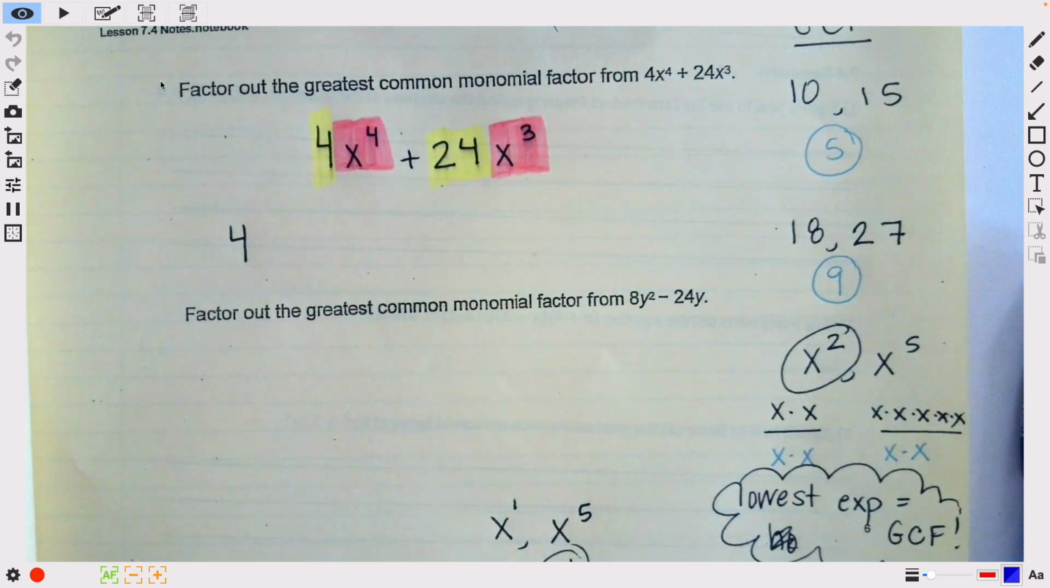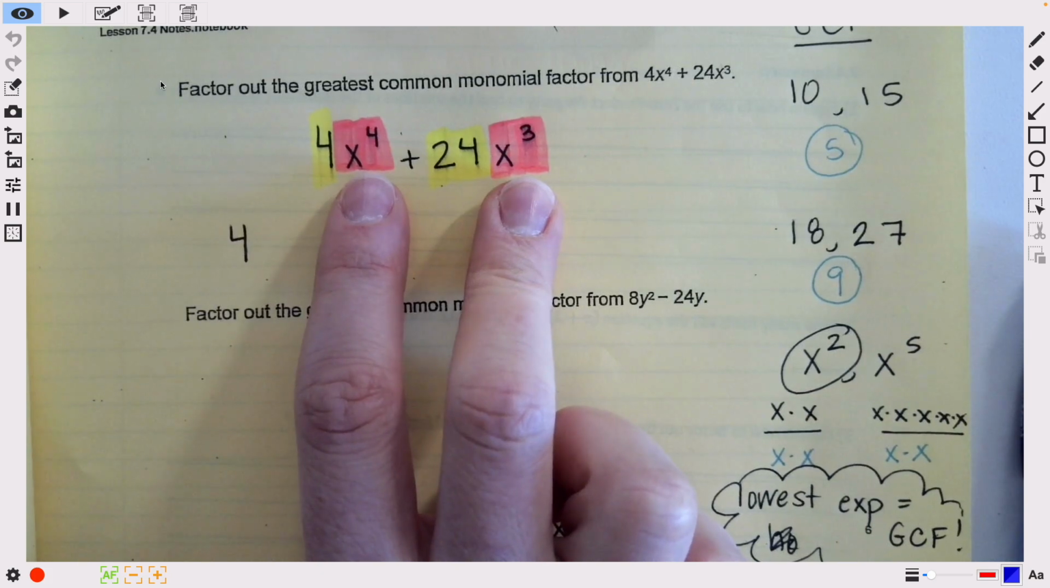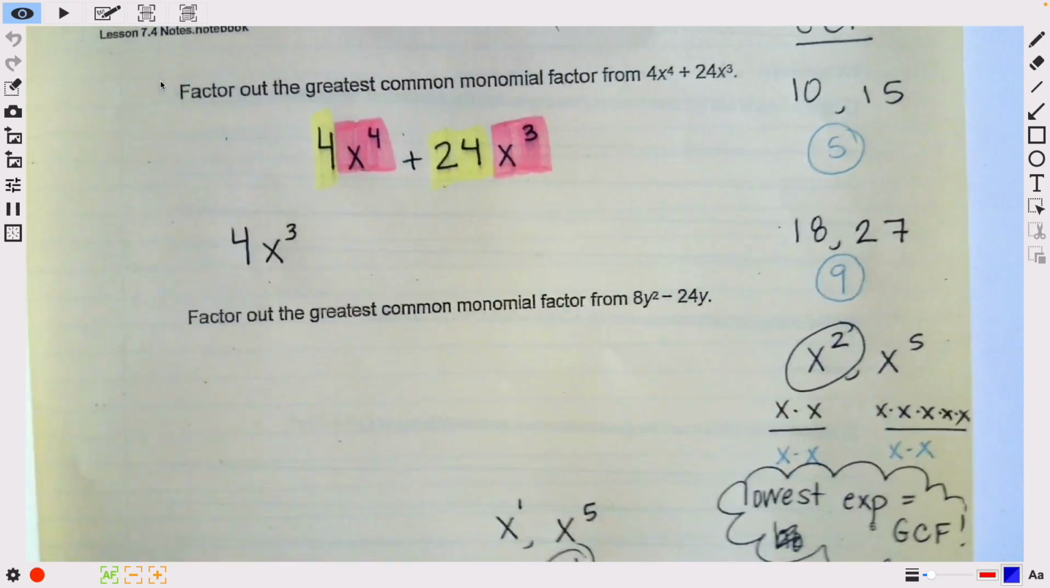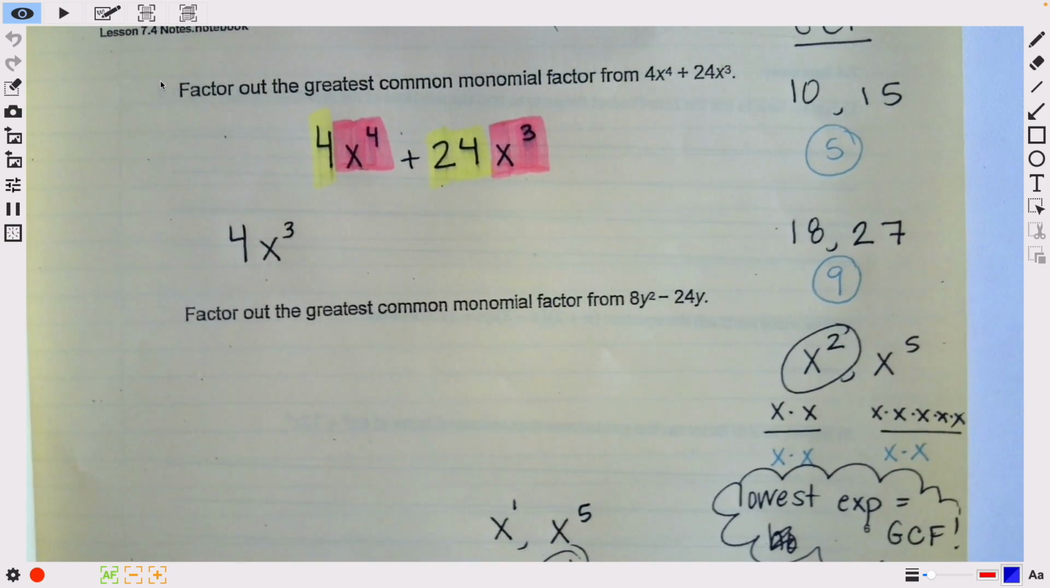I just told you the rule. The most you can take out is the lowest exponent. So look at these two. Richard, what's the lower exponent? 3. The 3. So you can take out x cubed, x to the 3rd. That's as many as you can take out.